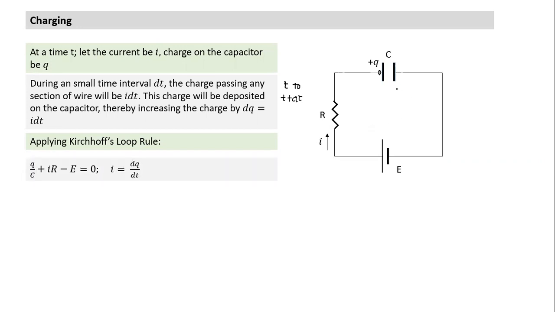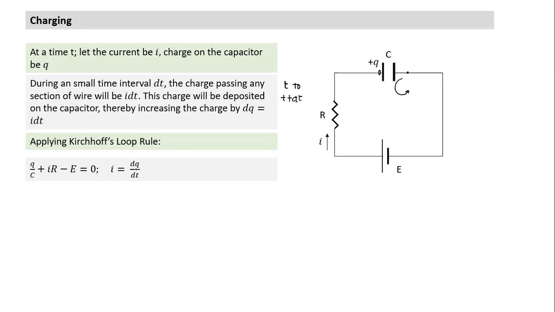If I start from here and go around like this, as I move from the negative plate to the positive plate of the capacitor, there is an increase of potential, Q by C. I'm moving against the current, hence the plus sign, plus IR. And then finally, I move from the positive terminal to the negative terminal, minus E, equal to zero. That's the differential equation we use to solve the RC circuit.